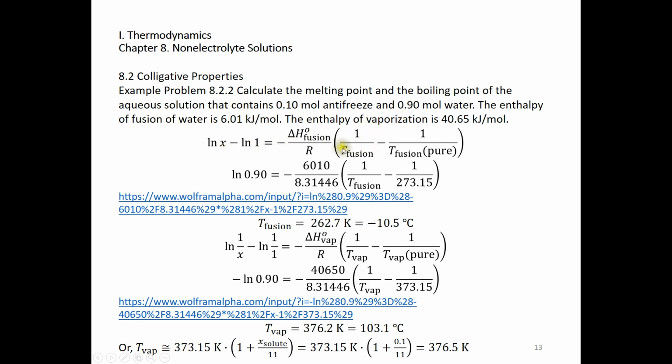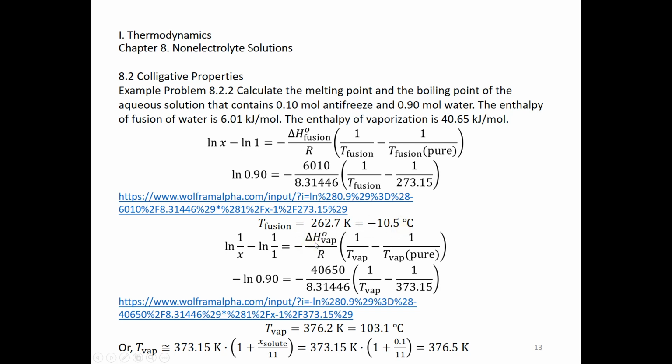First, let's look at fusion. So we write out this equation. We plug in x equals 0.9. We have negative enthalpy of fusion on top, R on the bottom. Make sure you convert the kilojoule to joule, and we have this equation. I used Wolfram Alpha to calculate the melting point. It's 263 Kelvin or negative 10 degrees Celsius. So by adding 0.1 antifreeze to 0.9 mole water, you lower the melting point by 10 degrees Celsius.